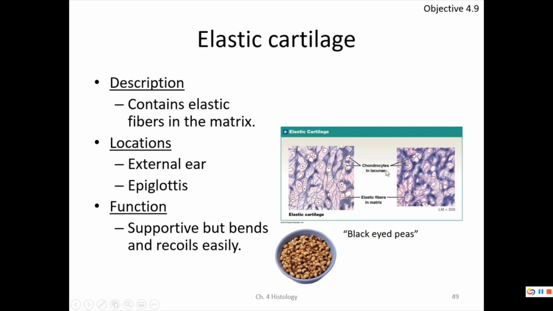These look like black-eyed peas to me. Black-eyed peas, they're fergalicious. Elastic cartilages are fergalicious.